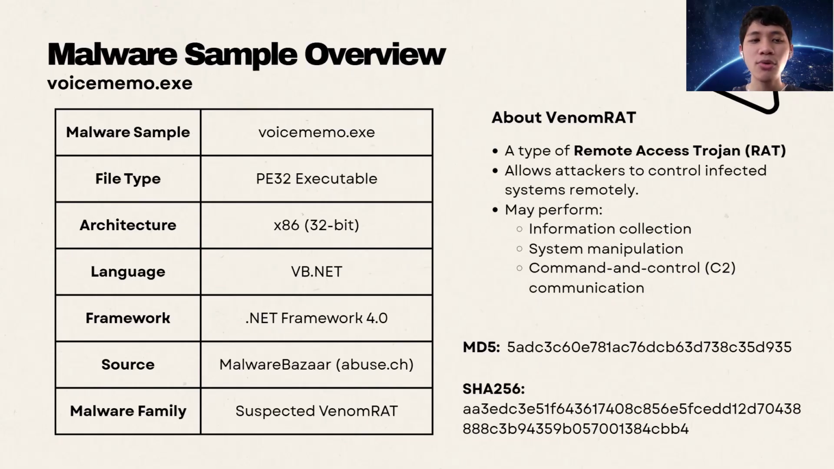Venom Rat is a type of remote access Trojan that allows attacker to gain unauthorized remote access to an infected system. Once a system is compromised, it may perform various malicious activities such as collecting sensitive information, manipulating system functions, and communicating with a command and control server.